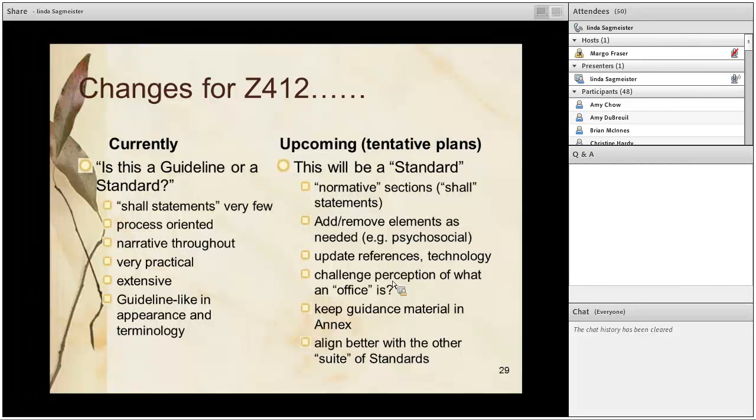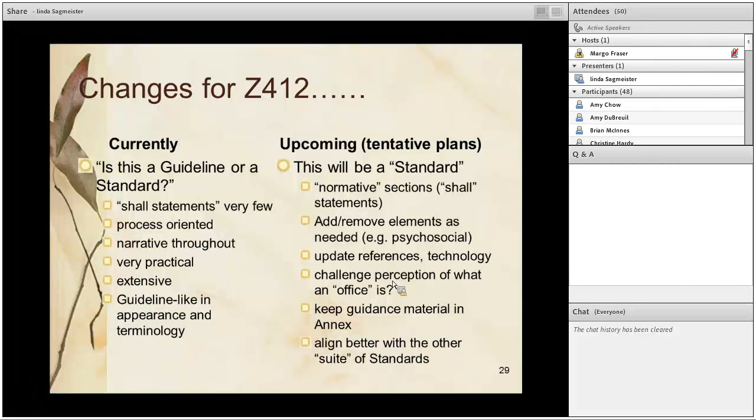In this case, the appendices are further practical tools. It's a very practical standard. The way it is right now, it's very useful, very practical, and it's extensive. It is guideline-like in the way it appears, and the terminology that it uses is very guideline-like as well. So that's where it is right now. And so the TC had to look at it and say, well, the question here is, are we going to keep it this way, or are we going to move in a different direction?